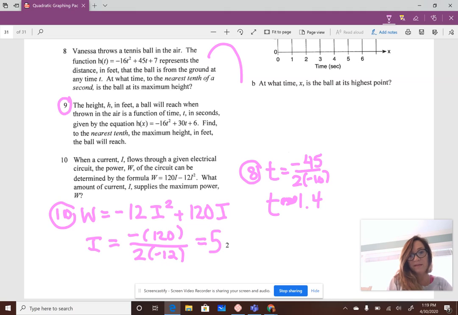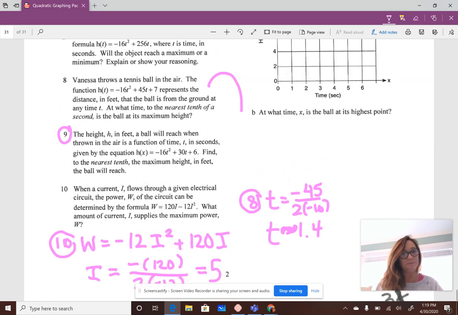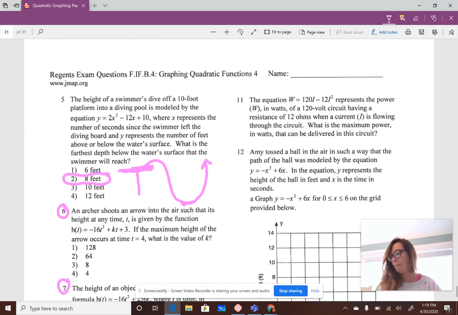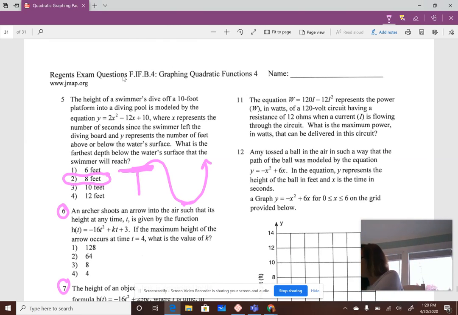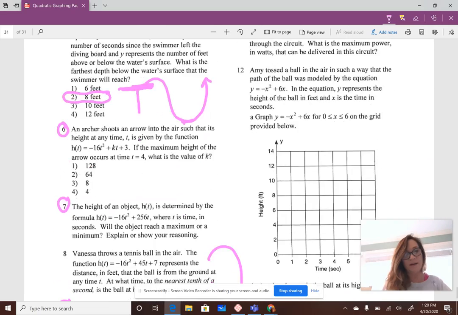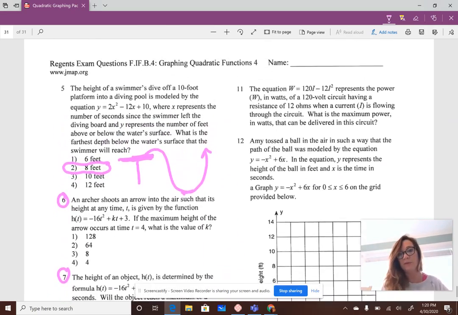The amount of current is 5. Number 10, the correct answer is 5. Okay. I'm going to go, and I just want to make sure I don't do what I'm not supposed to do here. Yeah, okay, so you're doing 6, 7, and 9. All right, good. So I'm going to do 11.